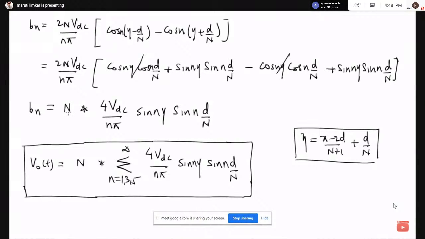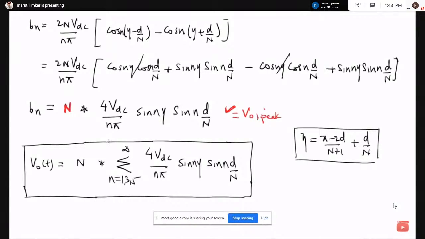2 will come out outside. It will be equal to N multiplied by 4 VDC upon n pi sin n gamma into sin n d by n. This is my peak value of the fundamental output voltage, that is also denoted as V01 of A. So Bn is nothing but V01 of A. Here capital N is the number of pulses per half cycle and small n is the harmonic number.